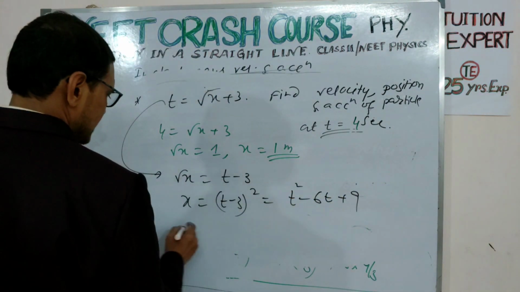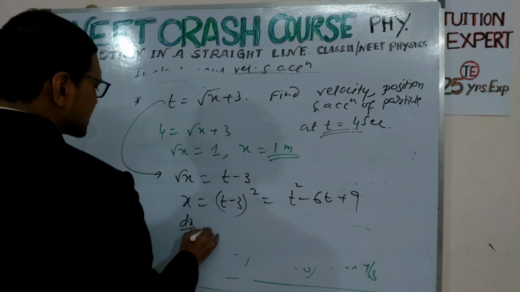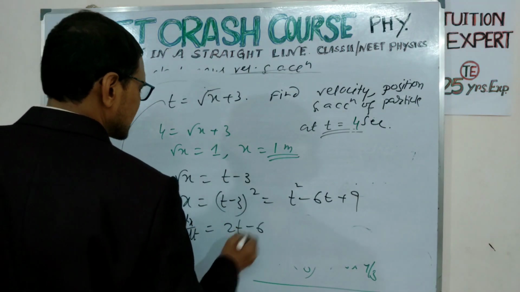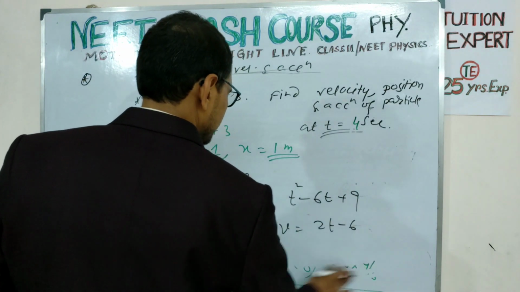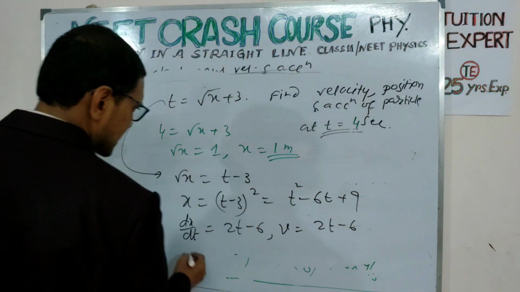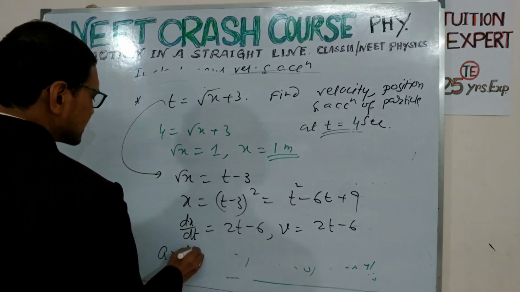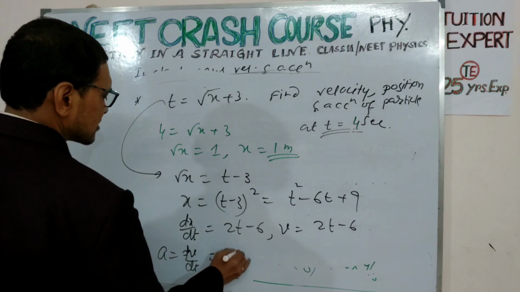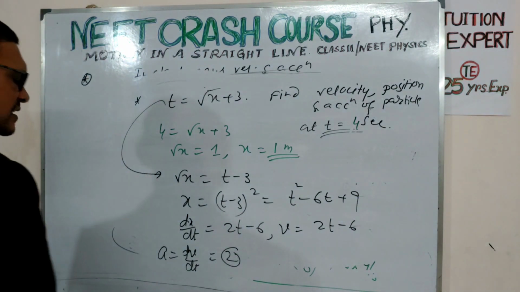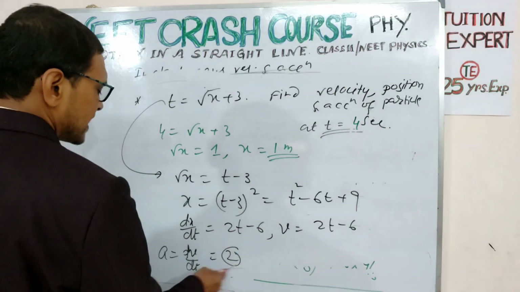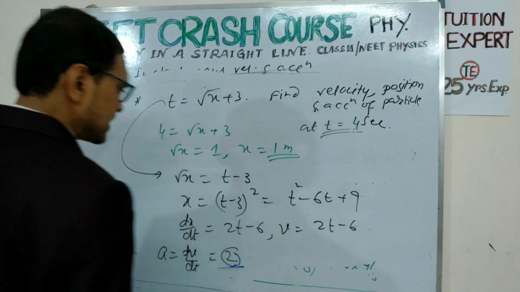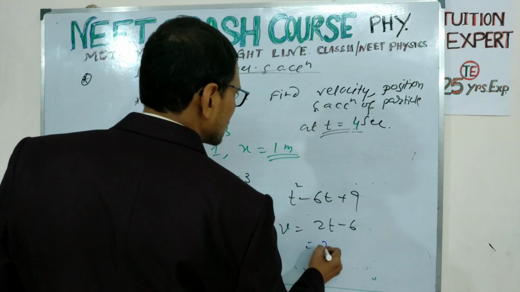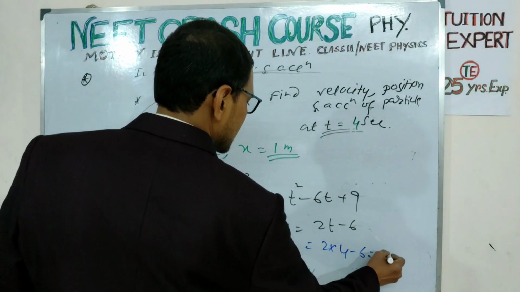This is x. Now we can easily differentiate this. So velocity equal to this, and acceleration equal to dv by dt. The acceleration is constant. The answer is this, and acceleration is this, and velocity equal to 2 into t. This is the answer.